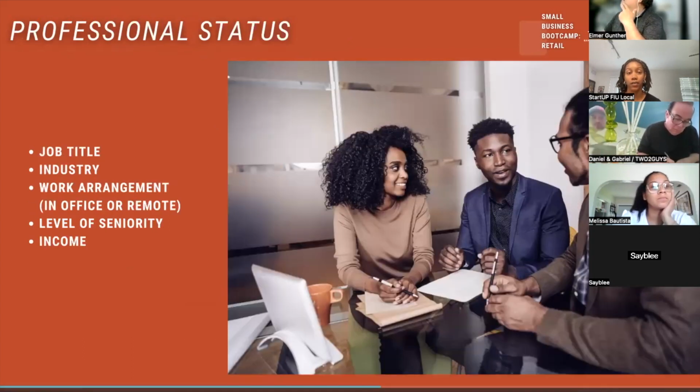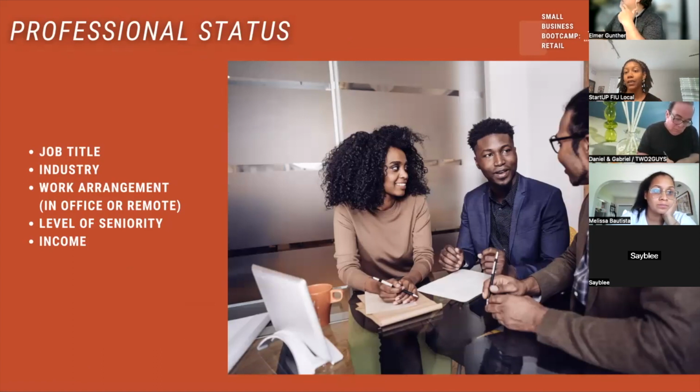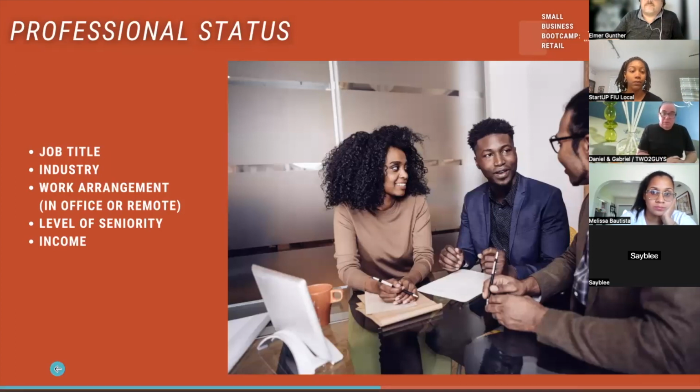The professional status as well. Akil mentioned LinkedIn. LinkedIn gives you a snapshot about your consumer's professional life, their history, also the things that they're engaging with. It gives you their job title, industry, the work arrangement, sometimes if they're in office or remote, and the level of seniority, and sometimes even income information. All of this information can be collated to help make a more robust buyer profile for you. And again, you're not sourcing this from anywhere that you don't already know how to navigate or utilize to find customers.